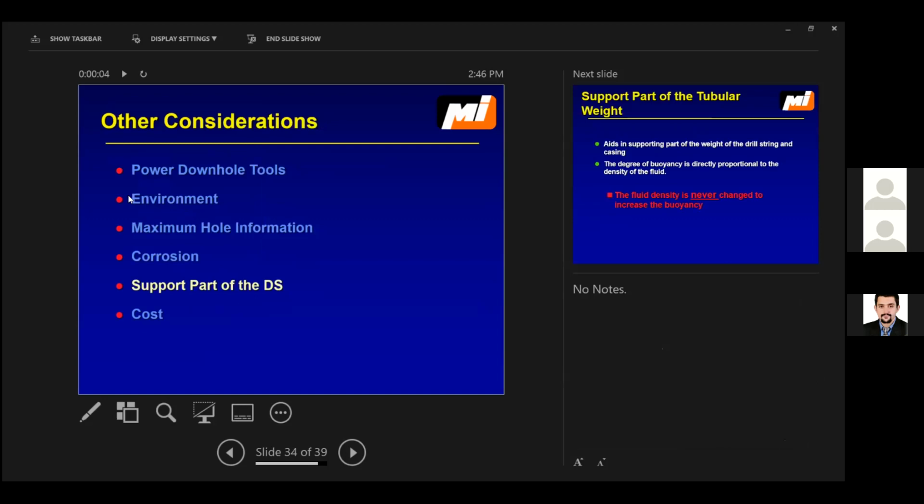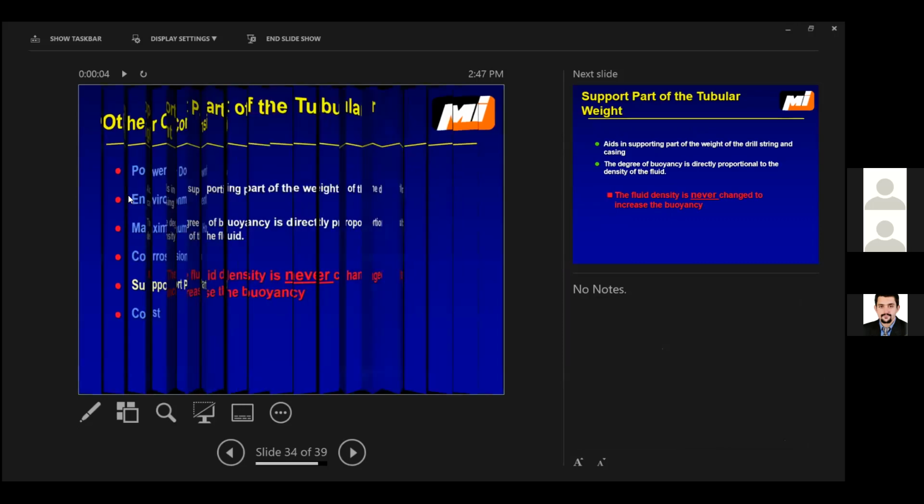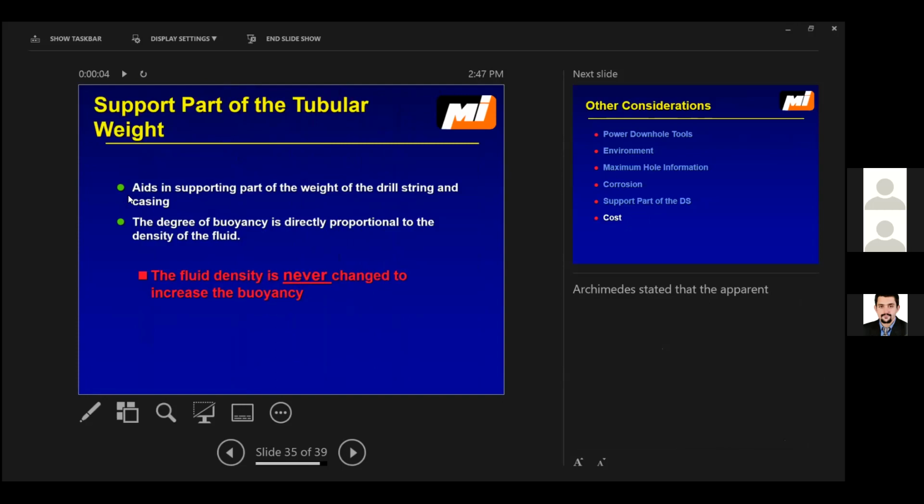Support is a part of the drill string, of course. How can we support part of the drill string? You know that when we are in fluid, the fluid carries part of the weight. So the fluid is carrying part of the weight of the drill string, which may facilitate the drilling process.